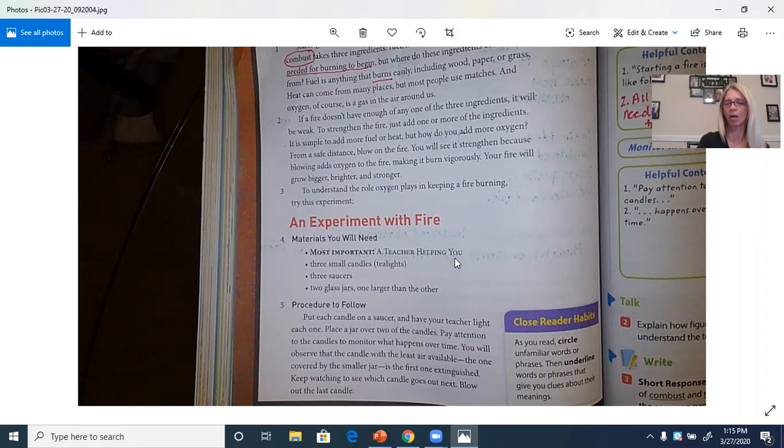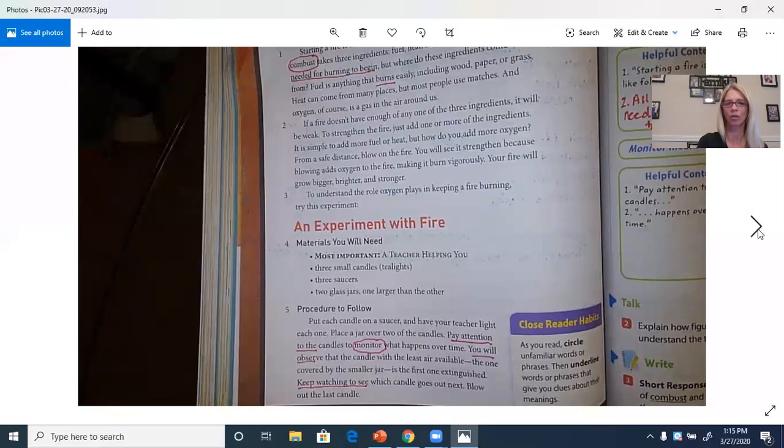So in this paragraph, we're looking for the word right here, monitor. What is the meaning of the word monitor? So we're going to go ahead and circle that word, and then we're going to underline helpful context before the word. So pay attention to the candles, and then some helpful context after the word. You will observe and keep watching to see.